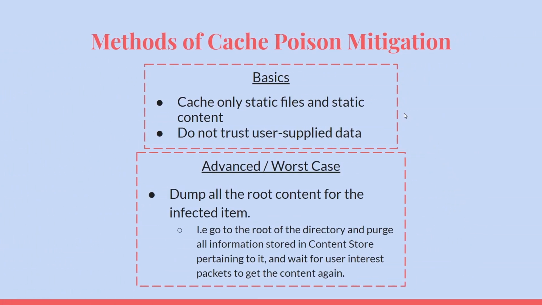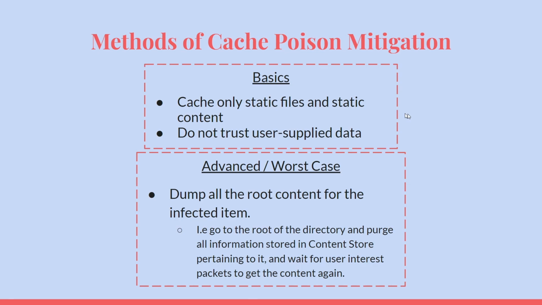Methods of cache poison mitigation. We will look at two of them, the basic and advanced. The basics for cache poison mitigation are caching only static files, since it requires no check after the initial insertion, and not trusting any user-supplied data, i.e. route the request but don't store the data.